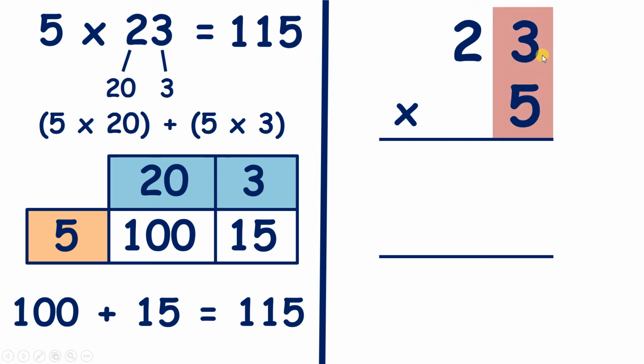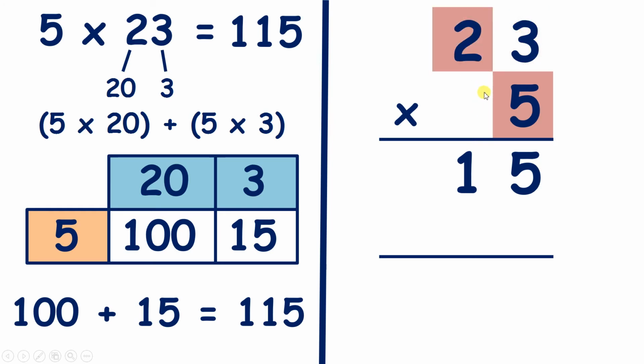So we can start with 3 times 5, and that gives us 15. Now we can move on to 2 times 5, but we know that really that 2 stands for 2 tens. So we can write a 0 in our units column, and 2 times 5 is 10. So that gives us an answer of 100. So really, we've multiplied 2 tens, or 20, by 5 to get 100.